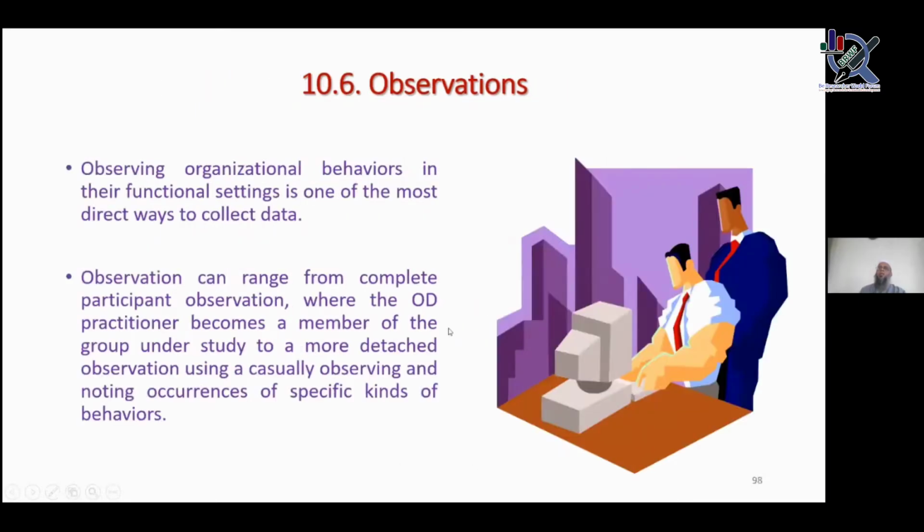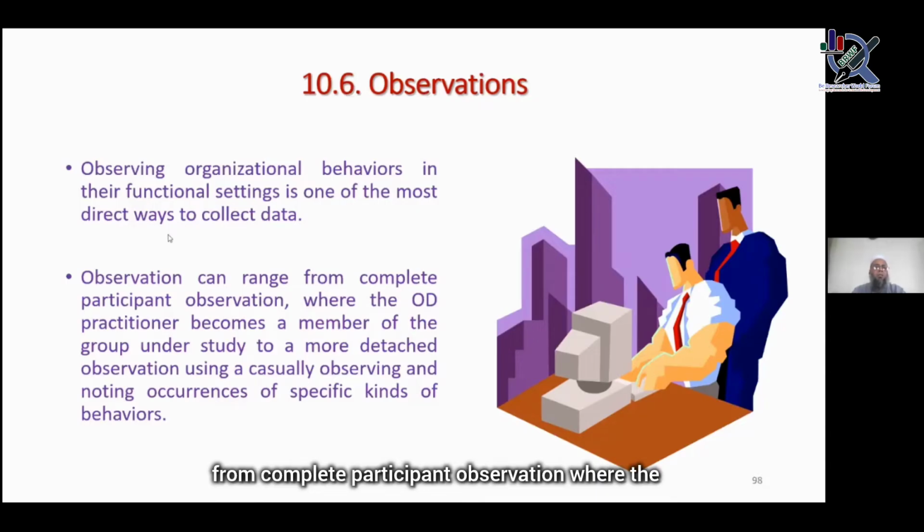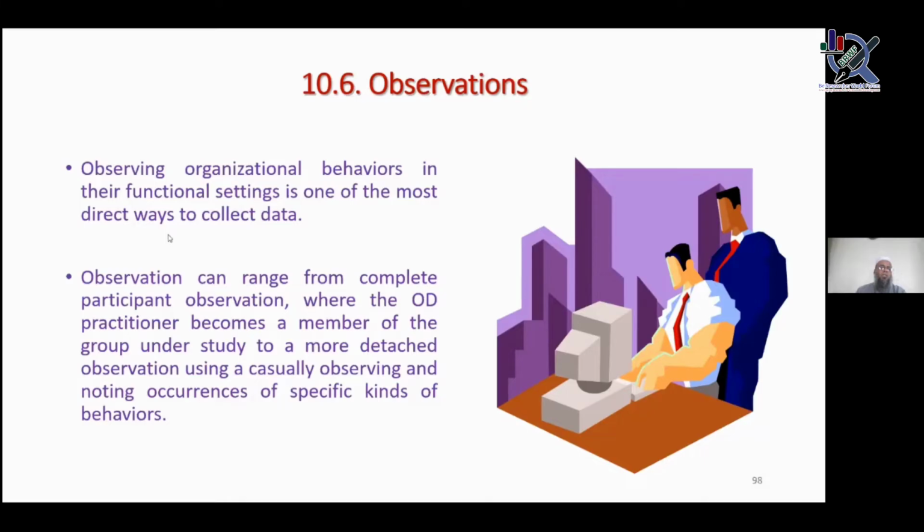Another tool for data collection is observation. Observing organizational behaviors in their functional settings is one of the most direct ways to collect data. Observation can range from complete participant observation, where the OD practitioner becomes a member of the group under study, to more detached observation, casually observing and noting occurrences of specific kinds of observations or behaviors. See, it is direct observation. It is showing this man just behind the employees, and the supervisor is observing what he is doing. So there are different types of observation.